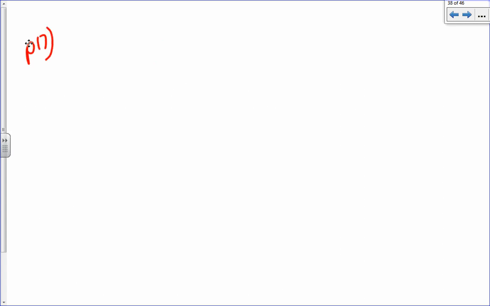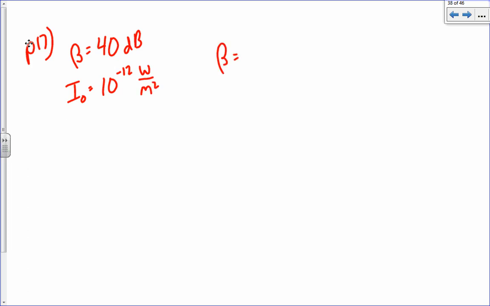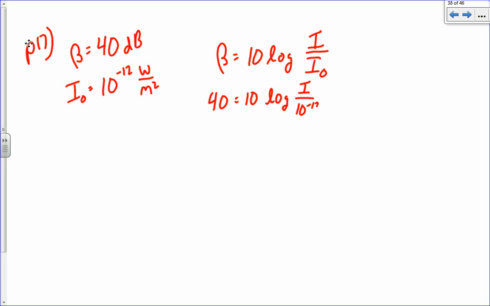What is the intensity in watts per square meter of a 40 decibel sound? So here we have beta equals 40 dB, and my I naught, remember that's my threshold, 10 to the minus 12 watts per square meter, and I want to know what is I. So I start with the same expression, 10 log I over I naught. So that's 40 plus 10 log of I over 10 to the minus 12.